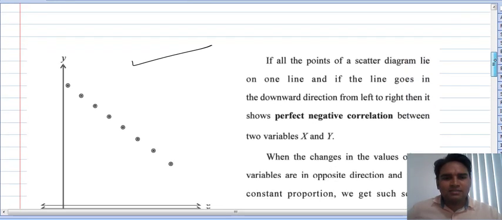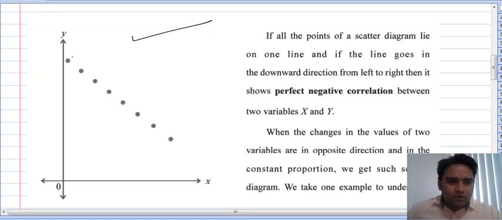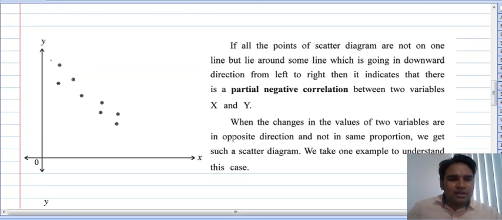Now let us see the third one, where you can see all the points are on one line, but it is going downward, that means from left to right, downward direction. So whenever you see this kind of diagram, it indicates perfect negative correlation, right? Then again, look at this, all the intersection points are going downward, but not on one line, they lie around the line. So it's a partial negative correlation.